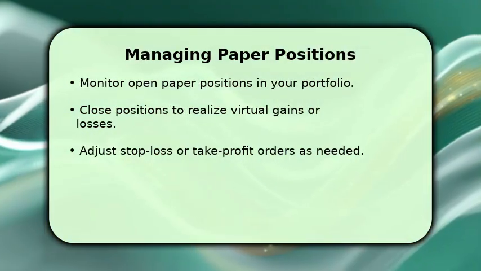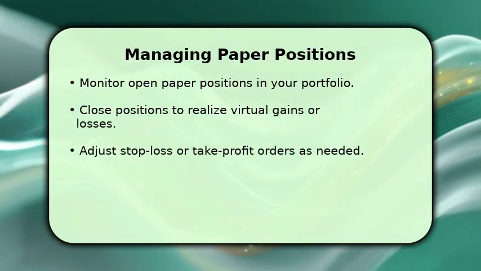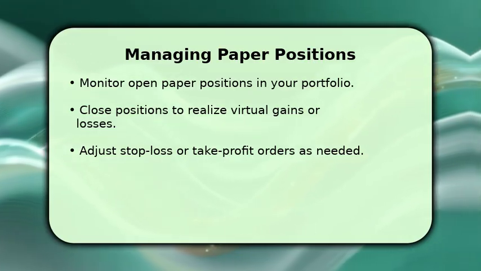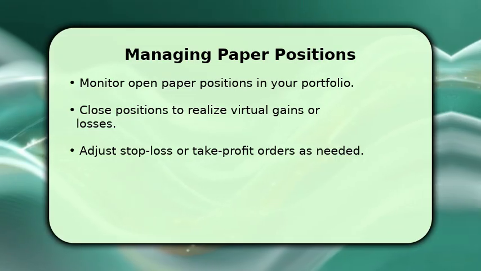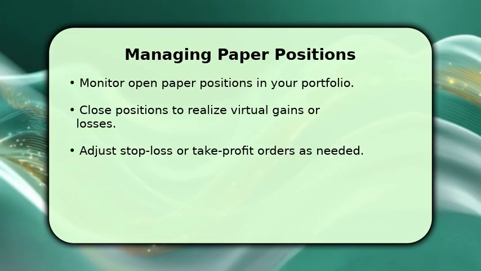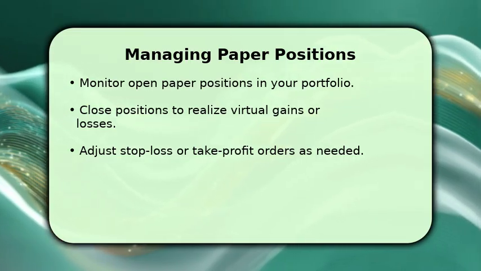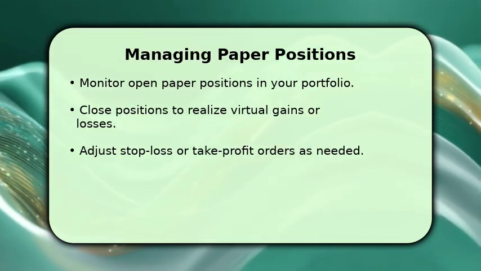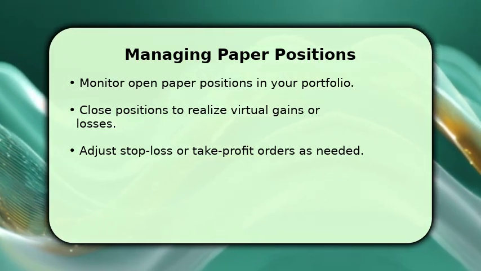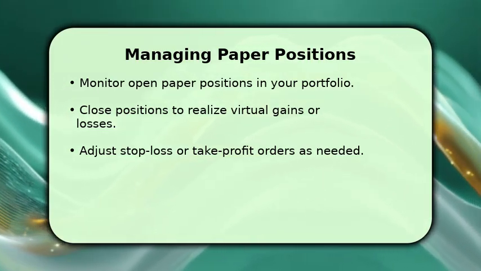Your open paper trading positions are visible in your virtual portfolio, just like a live account. Here, you can track their performance in real time, seeing your virtual gains or losses fluctuate. To close a position, simply select it and choose the Close Position option. You can also modify existing orders, such as adjusting a stop loss or take profit level, to manage your risk.